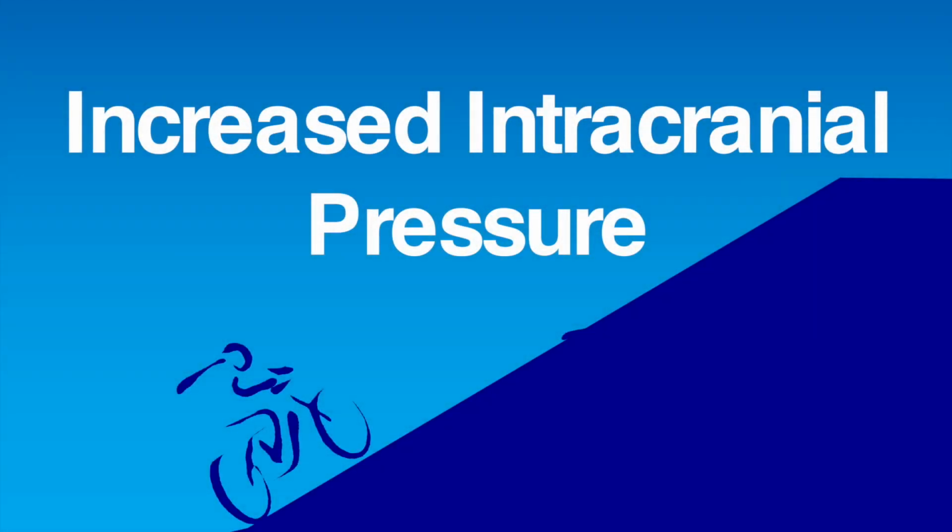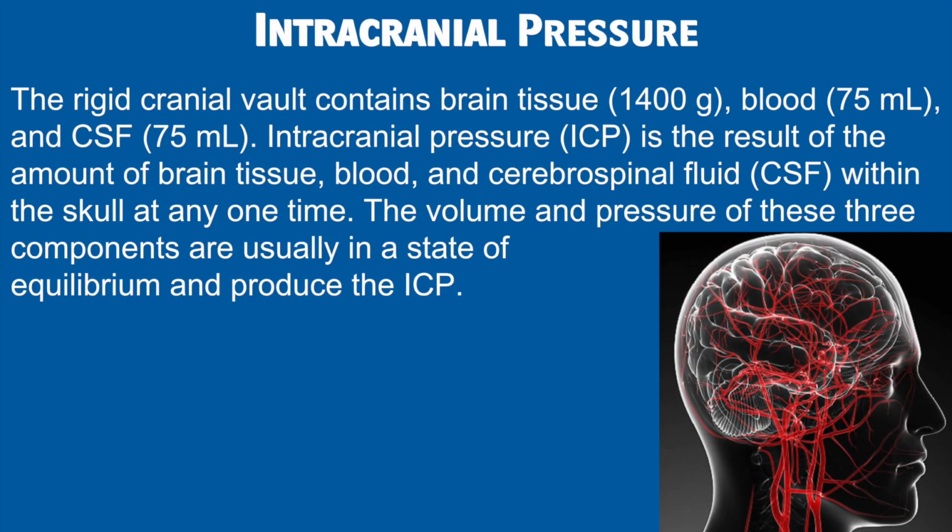In this video, we are going to discuss increased intracranial pressure. Before going to the disease condition, let us know what intracranial pressure is. The rigid cranial wall contains brain tissue, blood, and CSF. Intracranial pressure is the result of the amount of brain tissue, blood, and cerebrospinal fluid within the skull at any one time. The volume and pressure of these three components are usually in a state of equilibrium and produce the ICP.